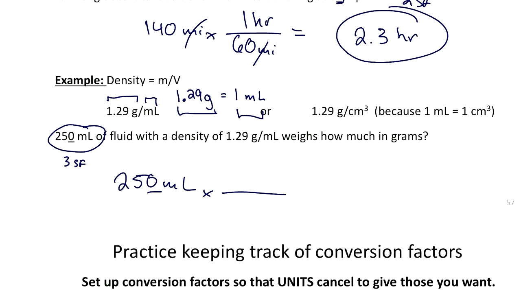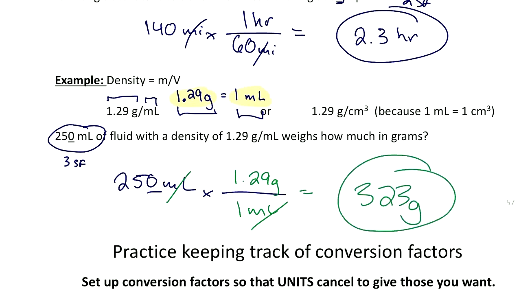So let's use the conversion factor, or the equality. Where am I going to put the 1.29, on the top or the bottom? The top this time, to cancel the unit. 1 milliliter is going to go on the bottom, and then 1.29 grams is going to go up top. So milliliters cancels, I'm left with grams. This thing weighs 323 grams, 3 sig figs, because all my numbers here have 3 sig figs.